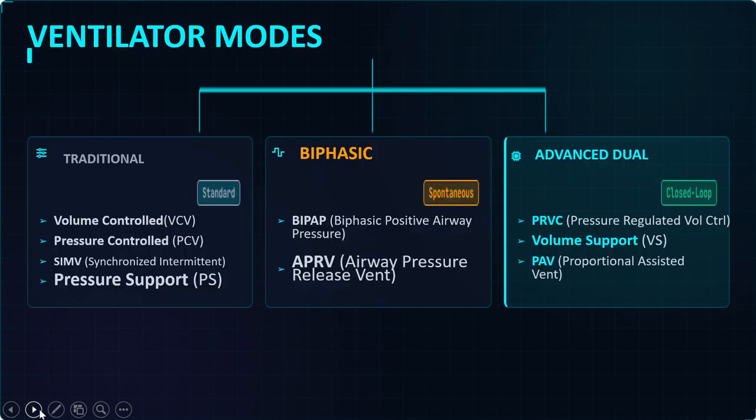We discussed before traditional volume control, pressure control, SIMV, and pressure support. These are the standard modes. Biphasic, BiPAP, and APRV are the spontaneous modes. And the advanced dual modes, pressure regulated volume control and volume support, and proportional assist ventilation, are closed loop.